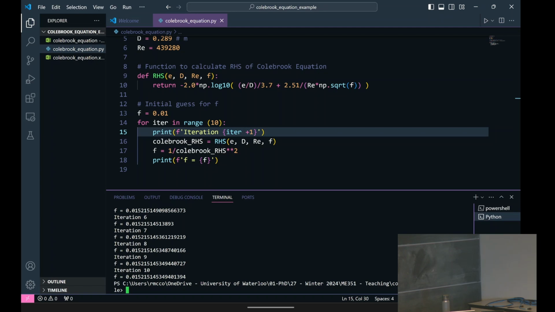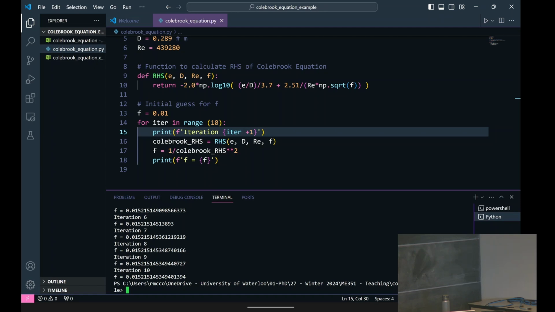So you start with epsilon, D, your Reynolds number, and an F initial guess. You do the right-hand side here. The right-hand side is that big log thing there. Then you get your friction factor by 1 over the right-hand side squared. And that friction factor is then your F when you do the right-hand side. So you just iterate this. It's very quick, and it converges quite quickly by hand.